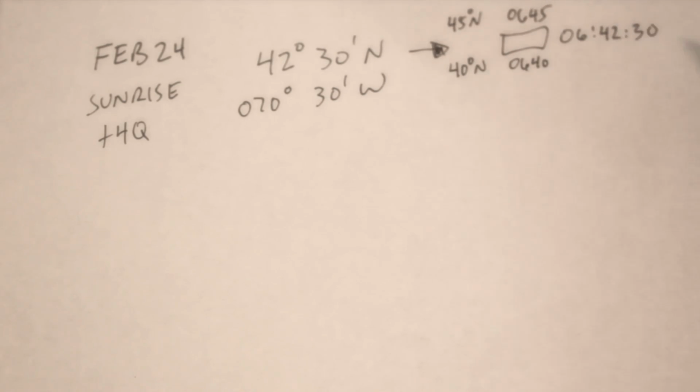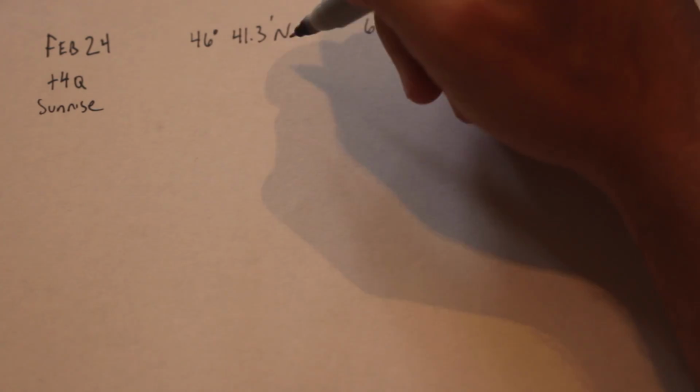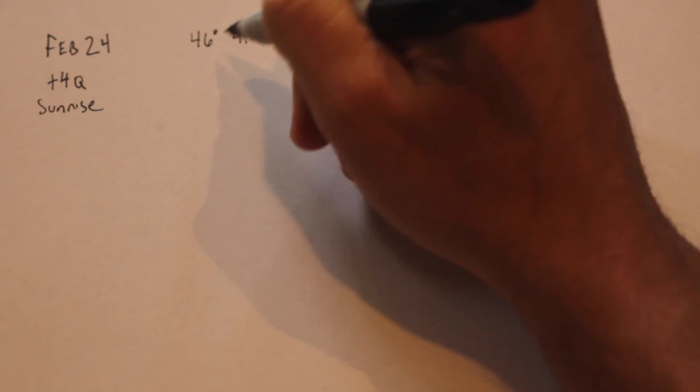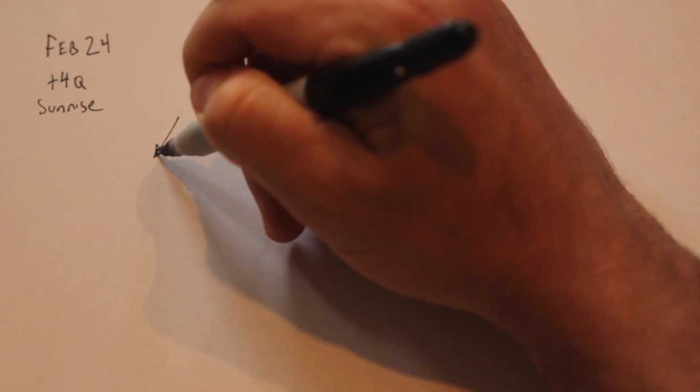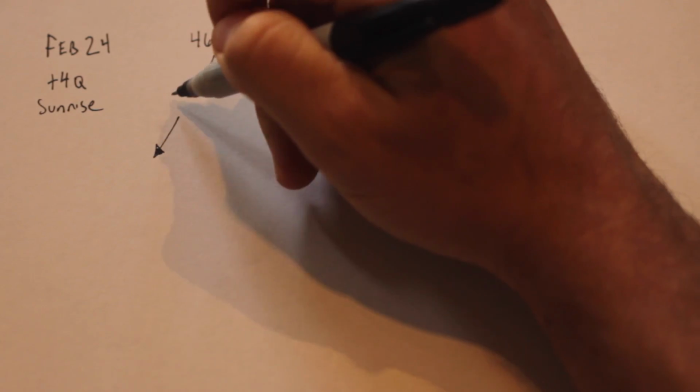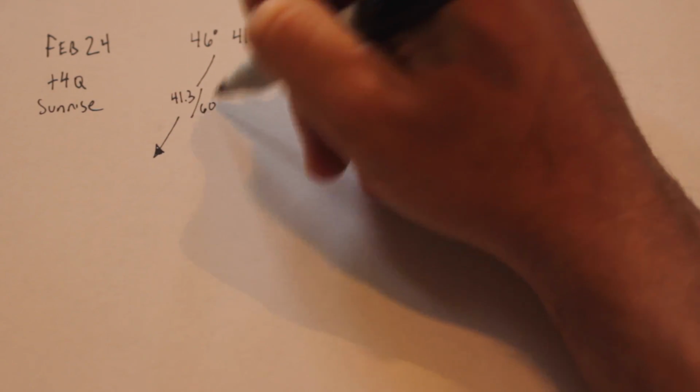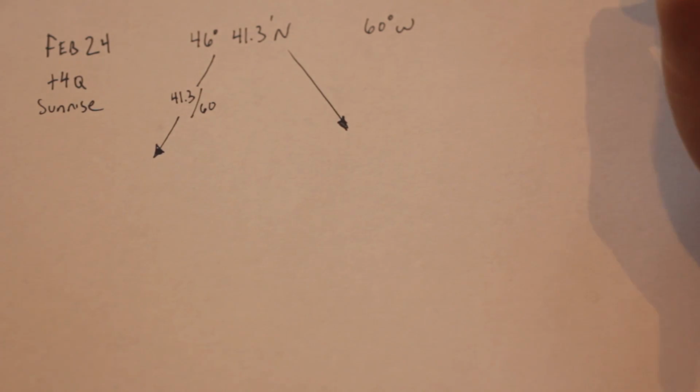All of our previous latitude corrections were easy to help you get the fundamentals. But what if the latitude is more complex? Table 1 in the Nautical Almanac can help. In this example, we're at 46 degrees 41.3 north and 60 degrees west. We'll start with latitude, and there are two ways you can solve a difficult latitude problem. First, you can use ratios from elementary school.